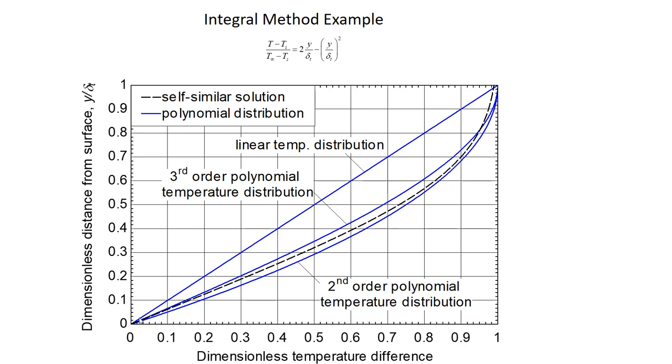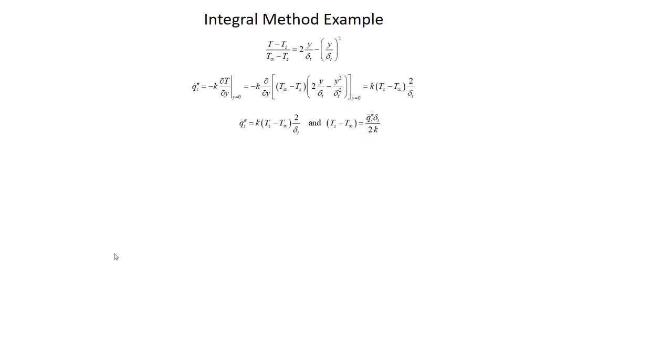Just like the velocity distribution, as you choose higher order polynomials or more sophisticated temperature distributions, you're going to get closer and closer to the exact temperature distribution. So our second order is a pretty good compromise between complicated math and accuracy, right? So that's what we'll use here. Okay, so here's our temperature distribution.